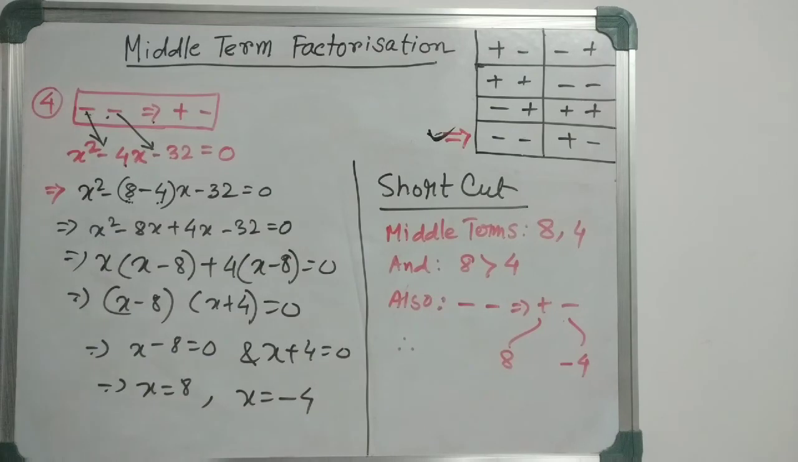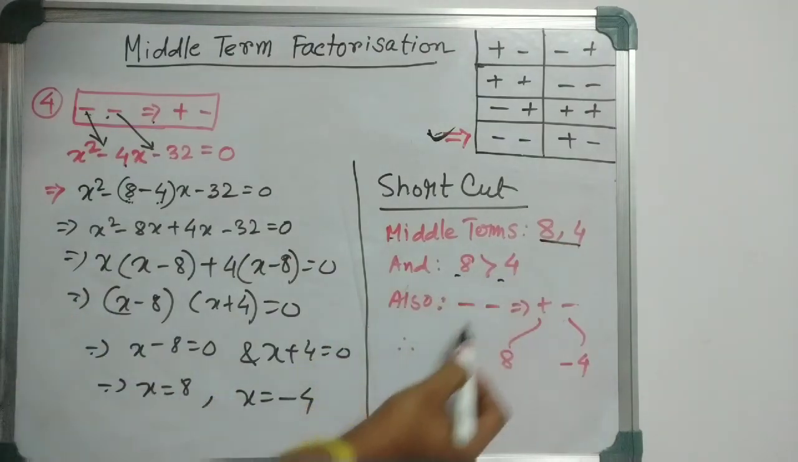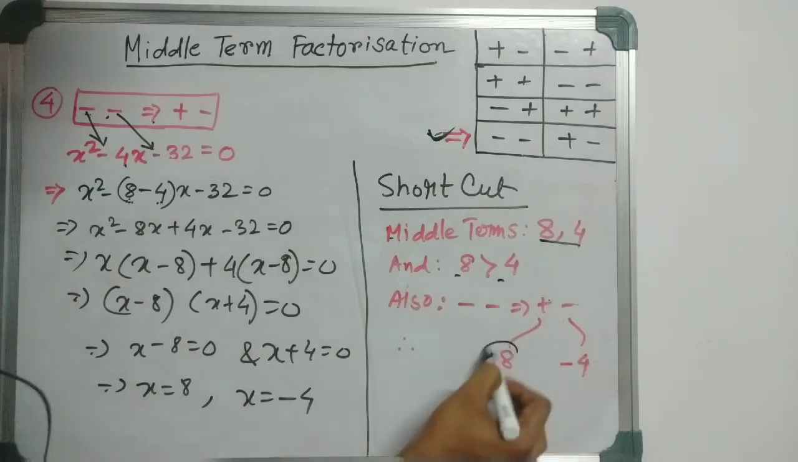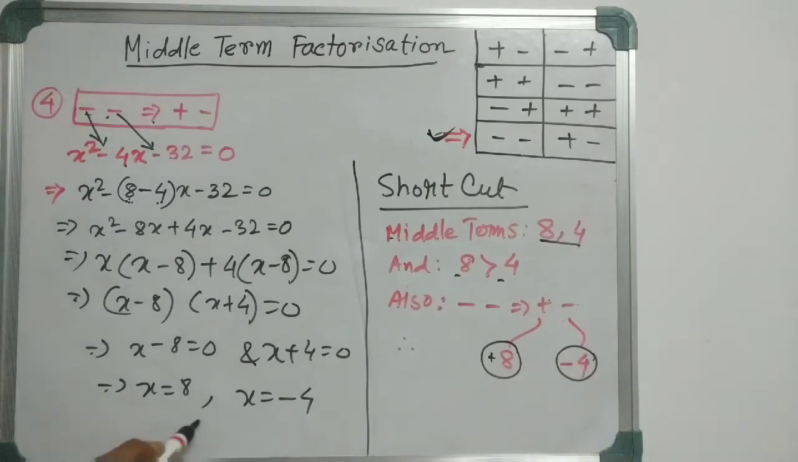So let us go for the shortcut. Here middle terms are 8 and 4 and 8 is greater than 4. So that is why this positive will come over here and this negative will come over here. Okay, and this is the result.